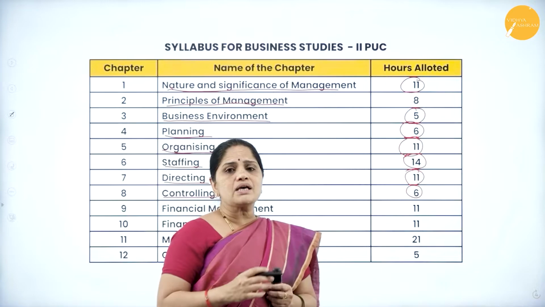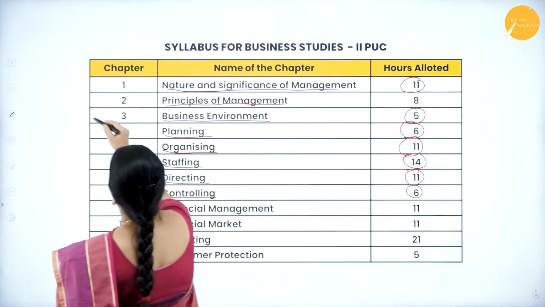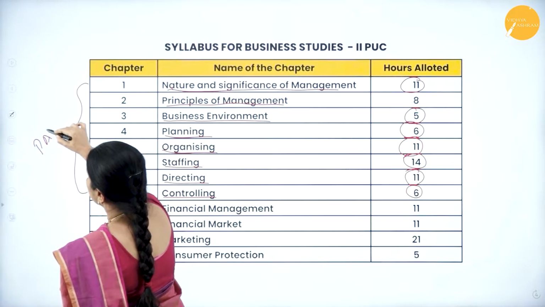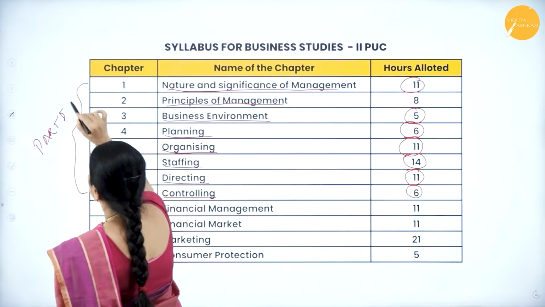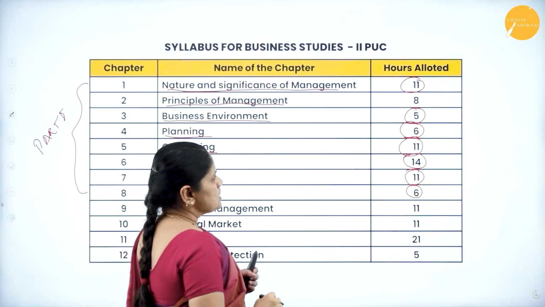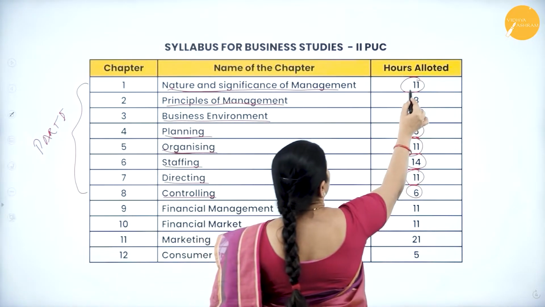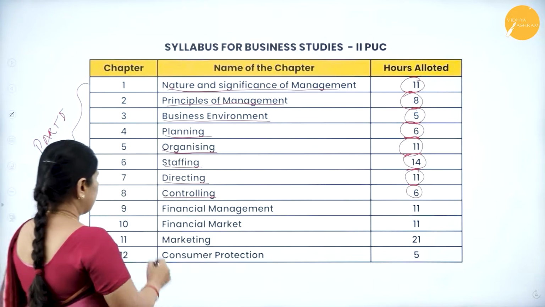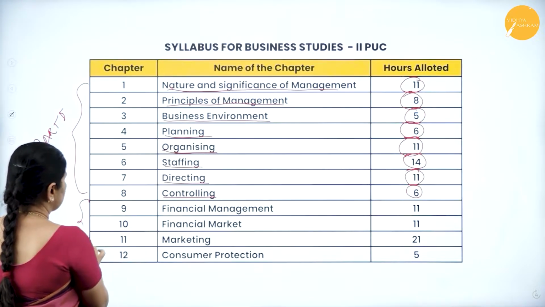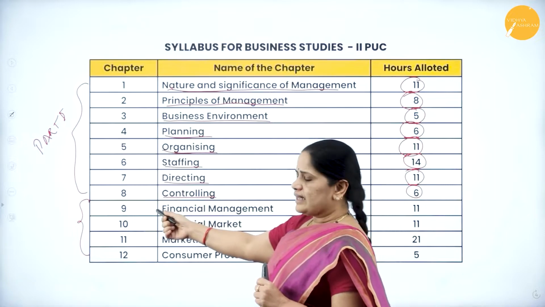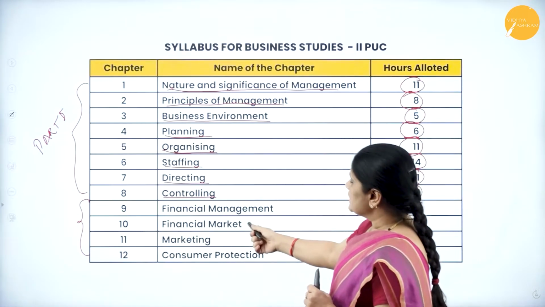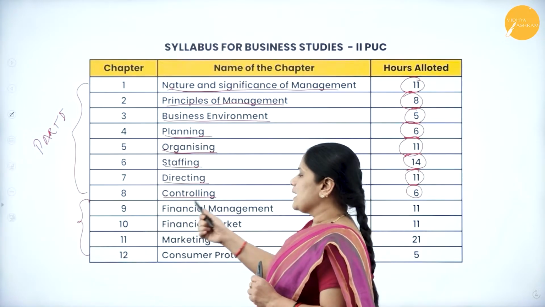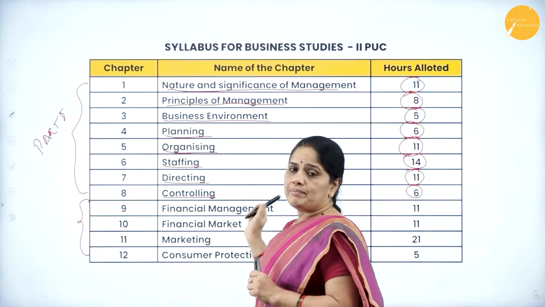Now, all this comes under part 1. Of part 1 of the textbook, we have these 8 chapters. These 8 chapters you will be seeing in book 1. Then book 2, or part 2 of business studies, contains 4 chapters. In these 4 chapters, the first one, the 9th chapter, is financial management.